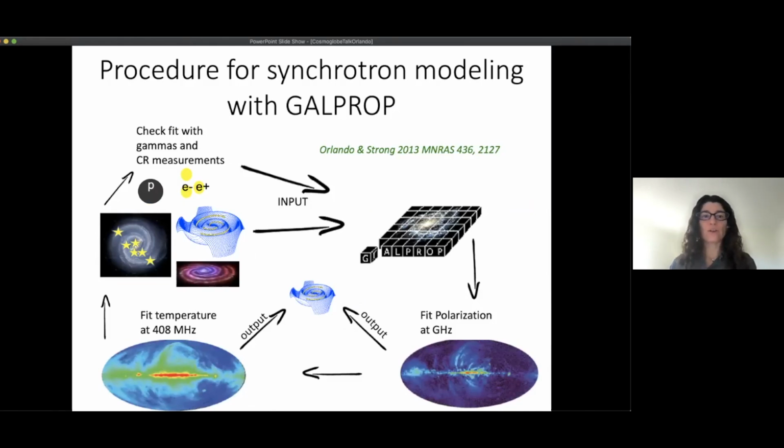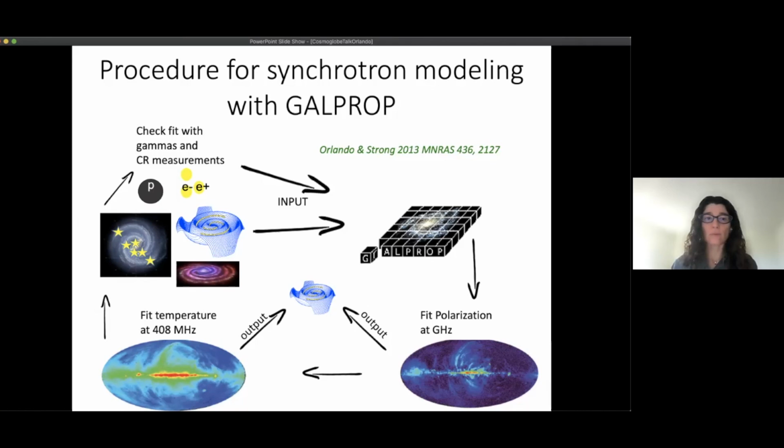I show you here the procedure that I use with the GALPROP code for modeling synchrotron emission and getting information on cosmic rays and the magnetic field. For a given cosmic ray electron spectrum, a given magnetic field, and a given distribution of cosmic ray sources, I obtain propagation model parameters to input into GALPROP. Then I compare the polarized emission model with the data, for example Planck.